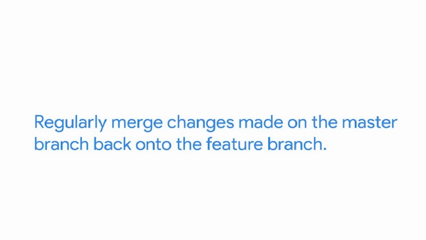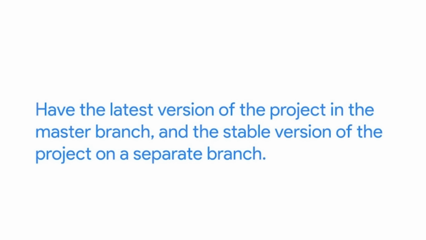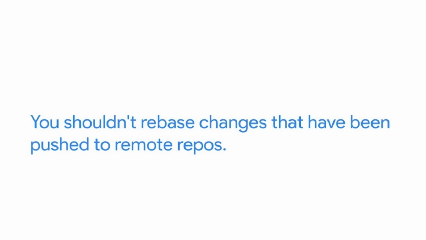If you need to maintain more than one version of a project at the same time, it's common practice to have the latest version of the project in the master branch and a stable version of the project on a separate branch. We looked at how we can use rebase to make sure our history is linear. Rebasing can help a lot with identifying bugs, but use it with caution.